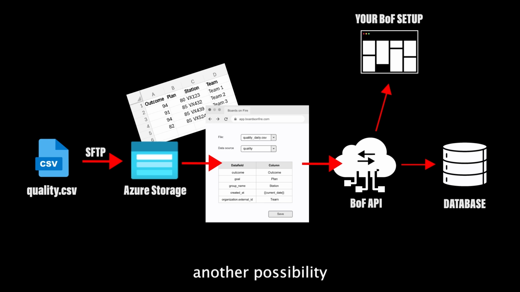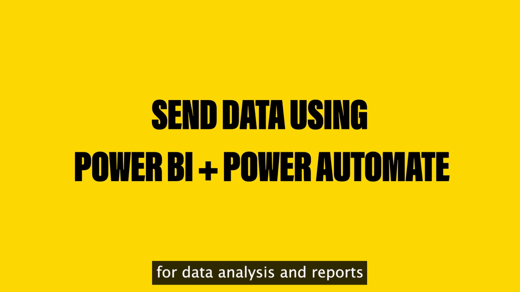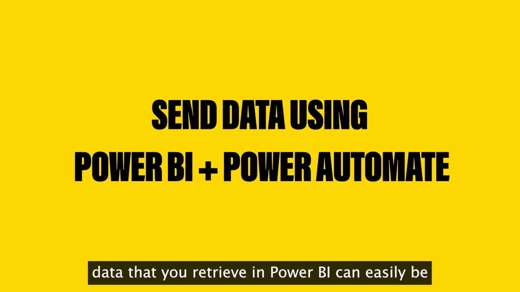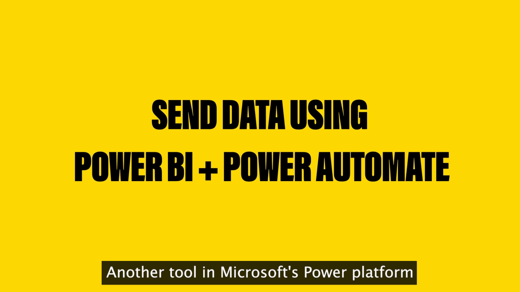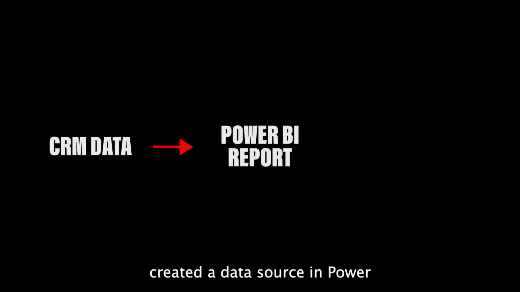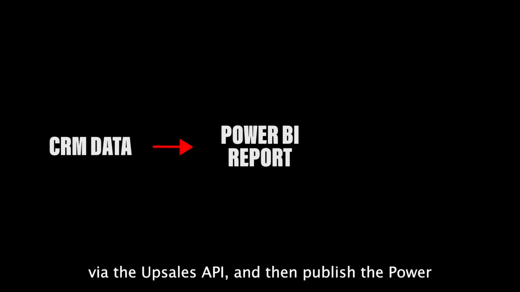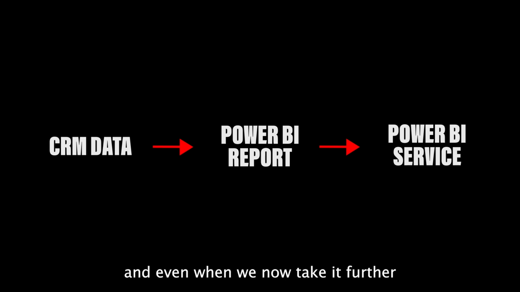Finally, let's look at another possibility that is very convenient for all our customers using Microsoft Power BI for data analysis and reports. Data that you retrieve in Power BI can easily be sent into Boards on Fire completely automatically with the help of Power Automate, another tool in Microsoft's Power Platform designed to automate workflows, tasks, and processes in various programs and services. In this example, we have taken our own sales statistics from our CRM system, created a data source in Power BI to retrieve the data there via the Upsales API, and then publish the Power BI report with the sales figures to Power BI service. All of this is basic for those working in Power BI, and even when we now take it further with Power Automate, it is relatively easy.